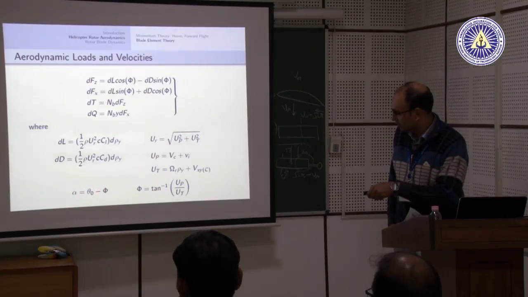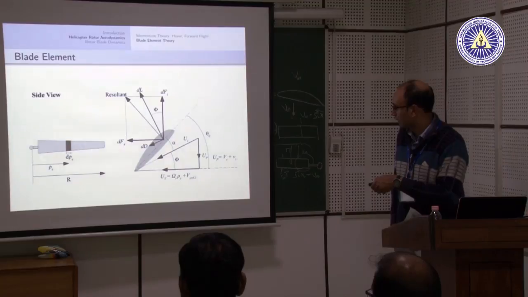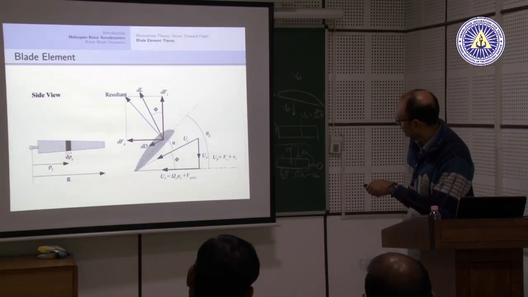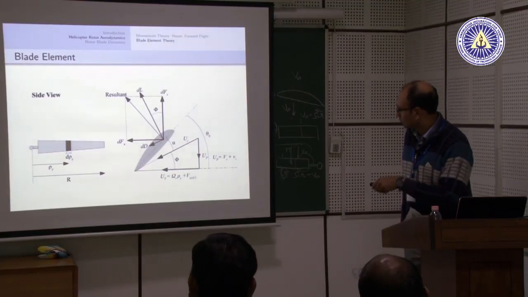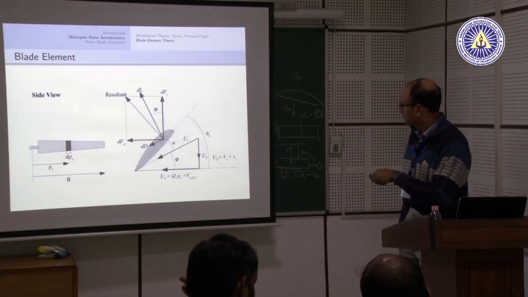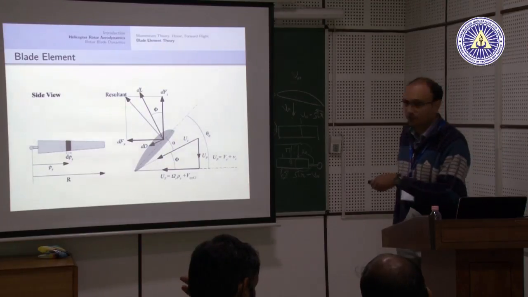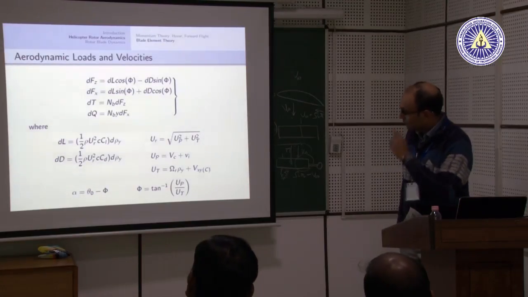So alpha is equal to theta naught, which is my pitch angle, minus phi, which is my induced inflow angle. Here I forgot to mention that the blade is pitched at a particular angle theta naught, and it has two components: one part is the angle of attack, the other part is the induced inflow angle. So theta naught minus phi gives me alpha, the angle of attack.